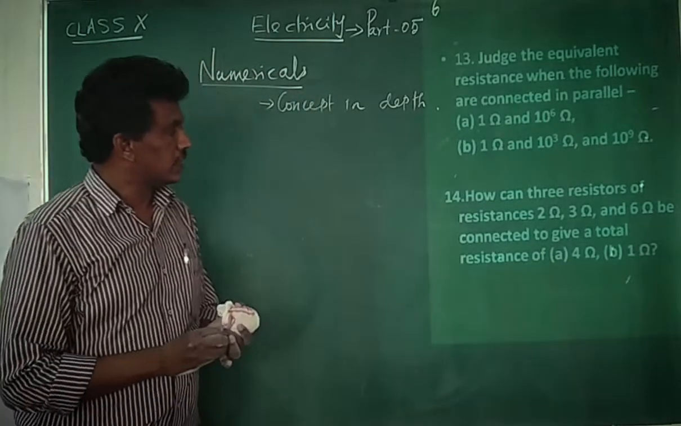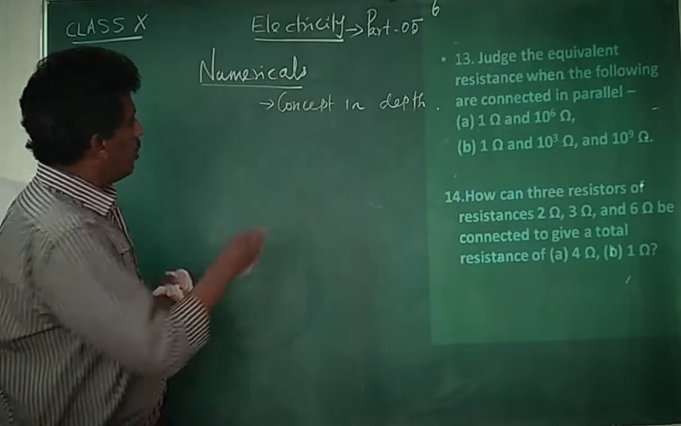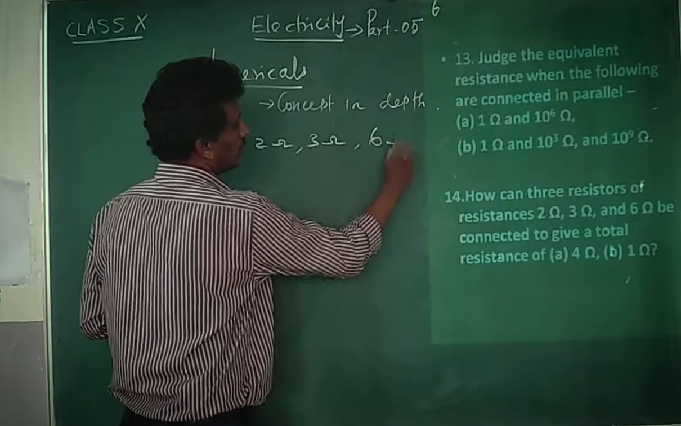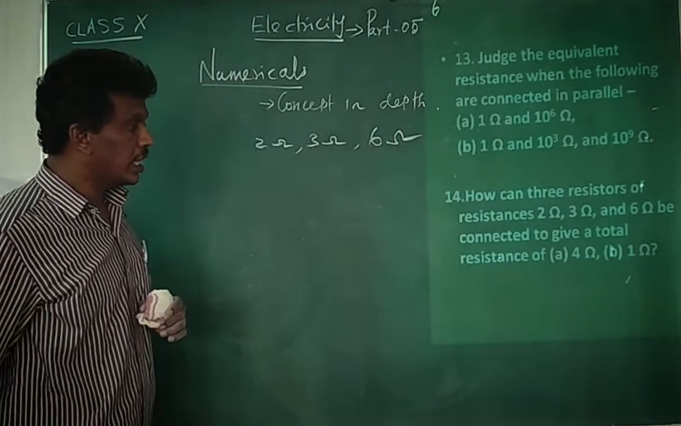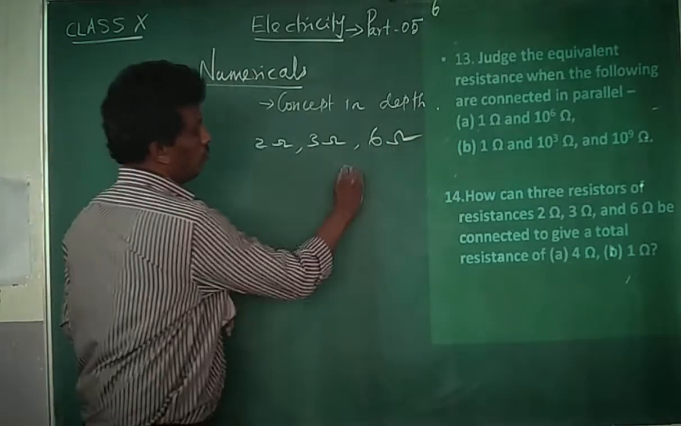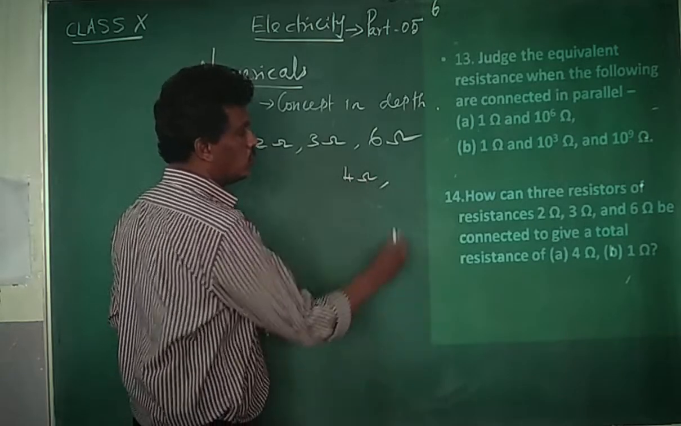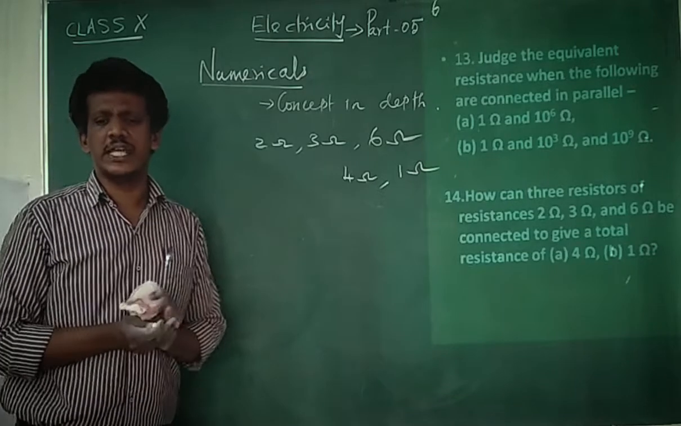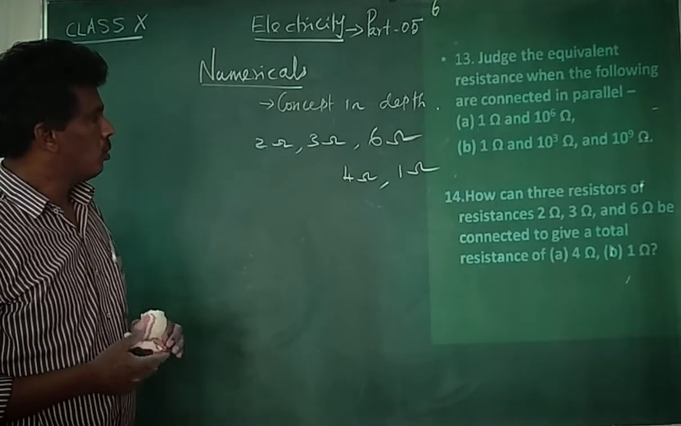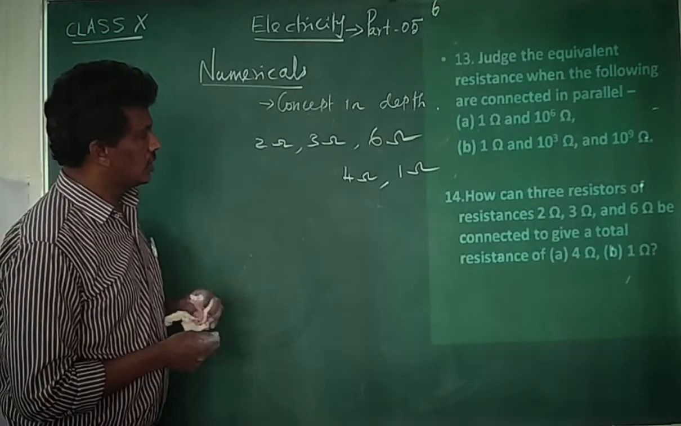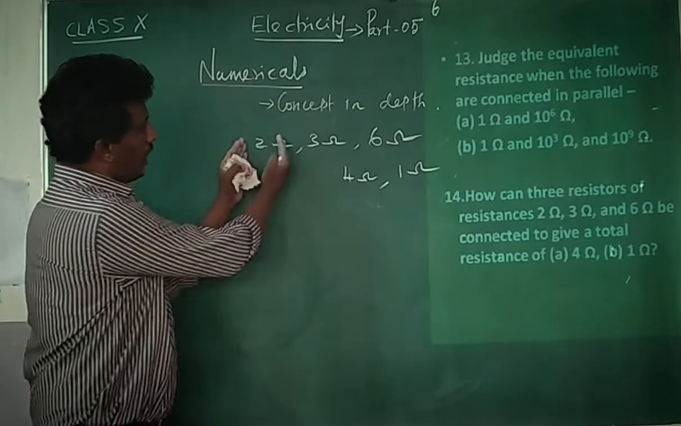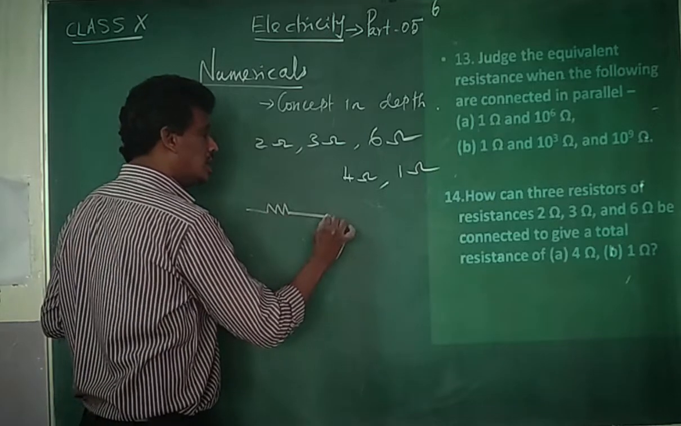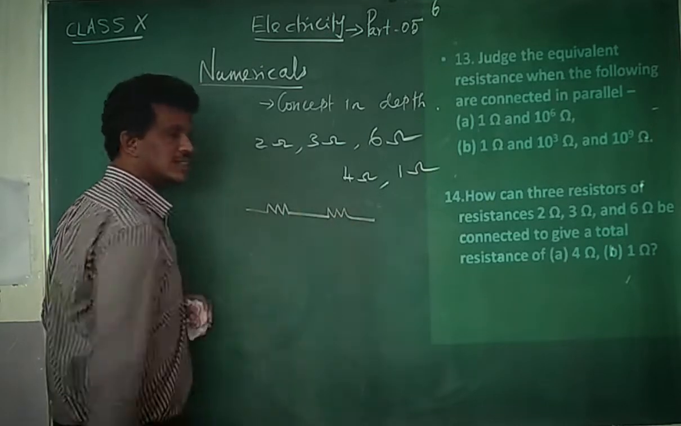3 resistors are there. What are the things given? 2 ohm, 3 ohm, 6 ohm. What are they asking? How to get 4 ohm effective resistance? How to get 1 ohm effective? It is just a combination, a rearrangement. By practice these are the things you can get. Now what I am telling? For 4 ohm, definitely 2 ohm will be here, and another 2 should be in series.